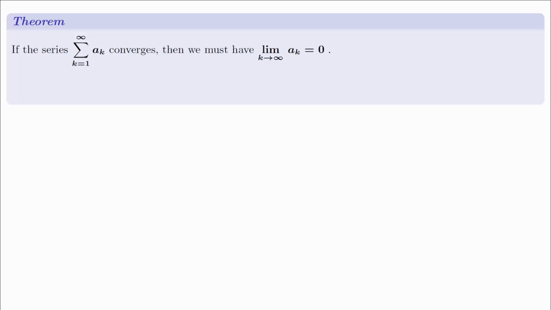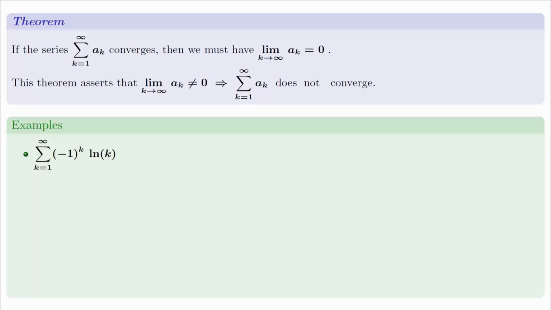This theorem does not assert that if the limit of the ak's is 0, then the series converges. What it does say is if that limit does not exist or is different from 0, then the series cannot converge. As an example, consider the series summation k equal 1 to infinity of (-1)^k times the logarithm of k. That's log 2 minus log 3 plus log 4 minus log 5, and so on. The log 1 term disappeared because log of 1 is 0.